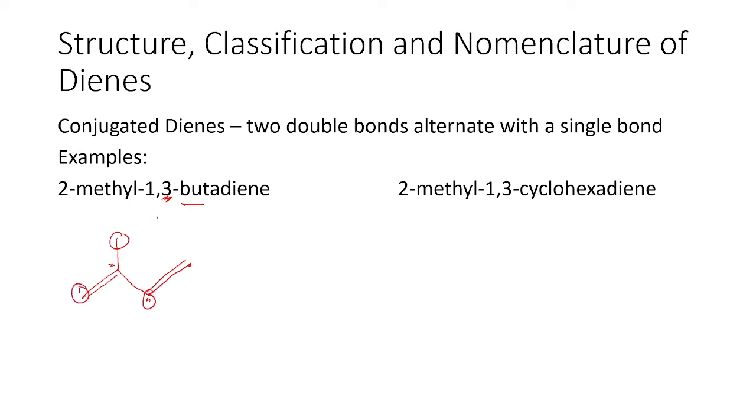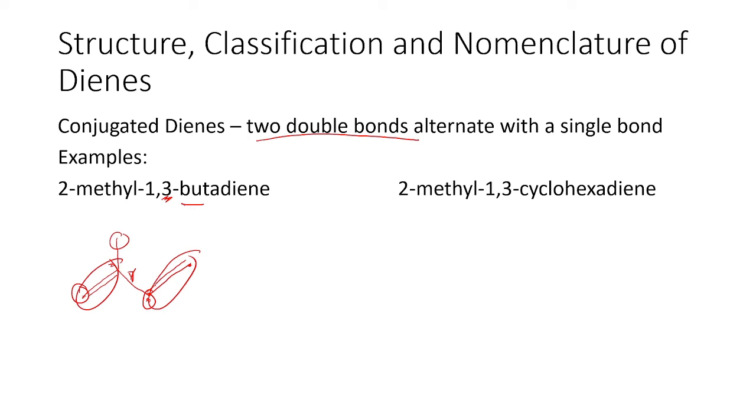So as you can see here, this is one example of what we call a conjugated diene. By conjugated diene, two double bonds alternate with a single bond. So we have here a single bond and another double bond. That is why we classify 2-methyl-1,3-butadiene as a conjugated diene.